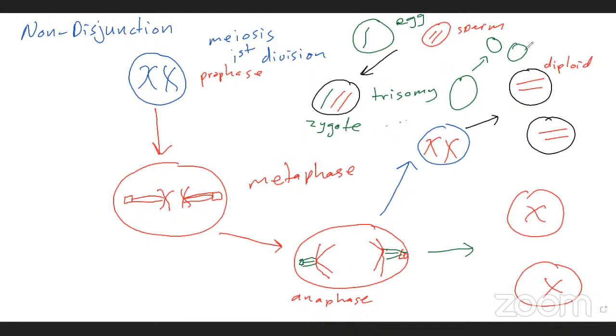Now, meiosis has 2 stages, right? So sometimes meiosis 1 can occur properly, all right? So non-disjunction can occur in meiosis 1 or meiosis 2. I know there are a lot of diagrams on the board. So where this is non-disjunction in meiosis 1, I'm going to show you that it can happen after meiosis 2.